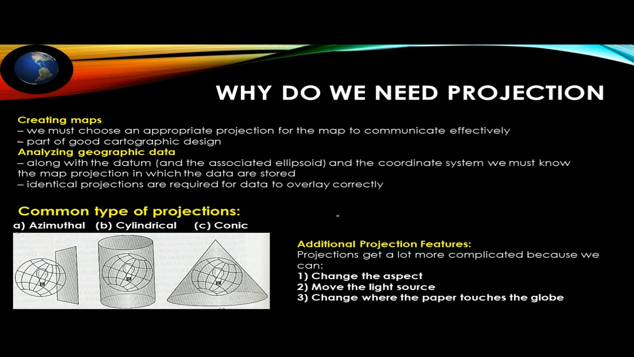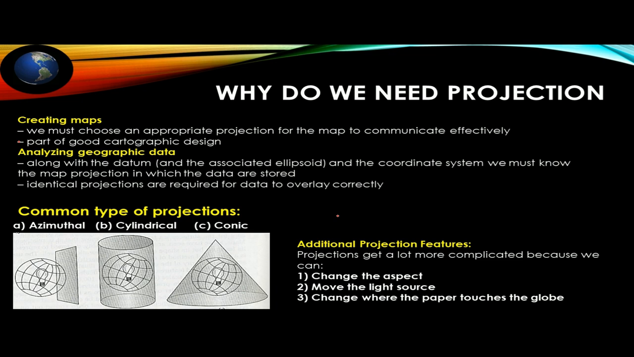Analyzing the geographic data along with the datum and the coordinate system, we must know the map projection the data is stored in. Identical projections are required for data to overlay correctly. When we have a number of layers or different thematic maps and we want to overlay them correctly, all projections should be in the same projection system. Then only will they overlay on each other exactly.